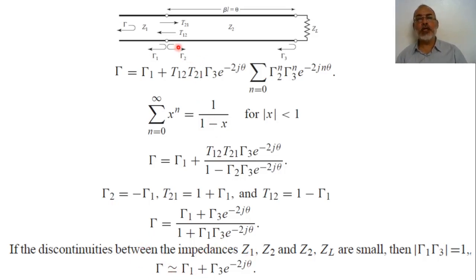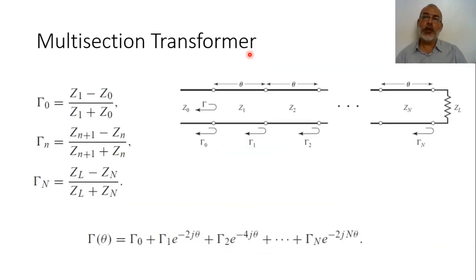This form has been derived just for a single section transformer. What will be the situation if we have an n-section or multi-section transformer, assuming that all these sections have the same phase shift theta? Here we have Z0 going to Z1, Z1 going to Z2, and Z2 going to Z3, until Zn going to Z0.